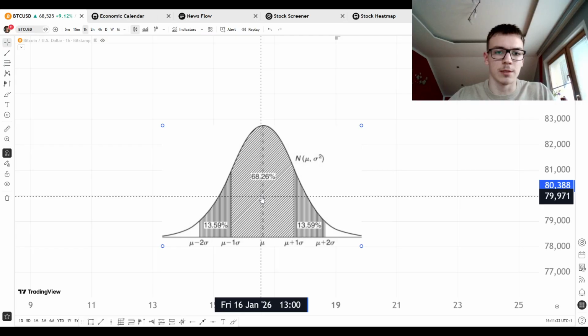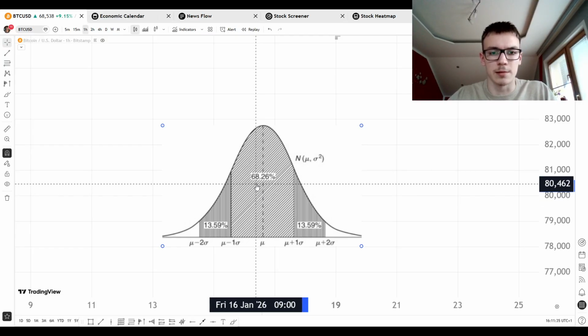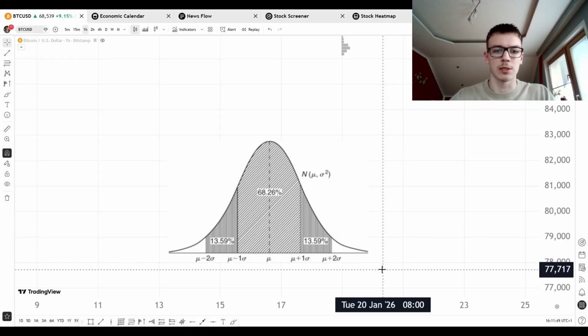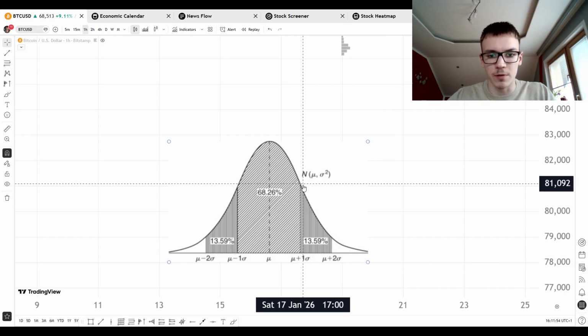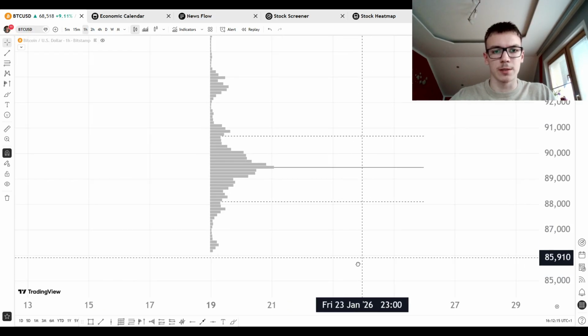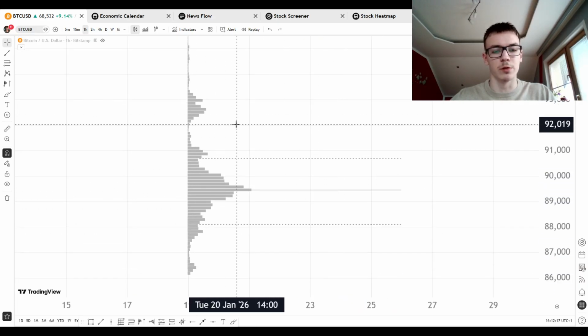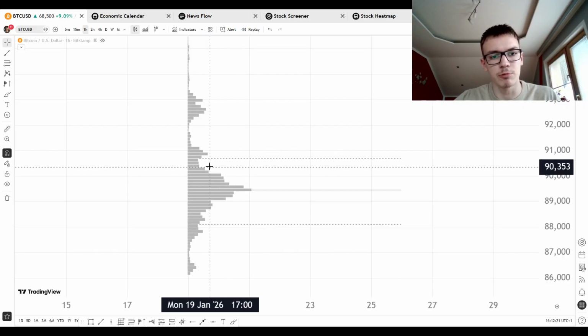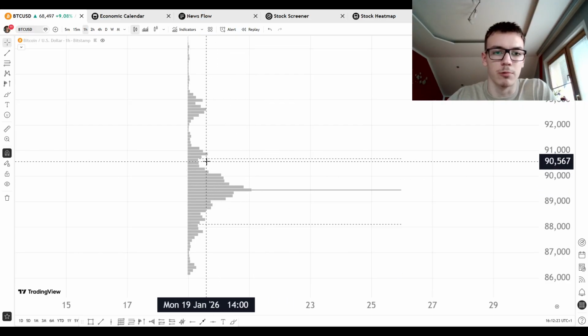And this is the 68% level, which by the Gaussian law is referred to as a majority, okay? And everything beyond that is considered not so important, but still important. So if we take the same example on the volume profile, you can see that in this area is where the majority of volume was traded, okay?